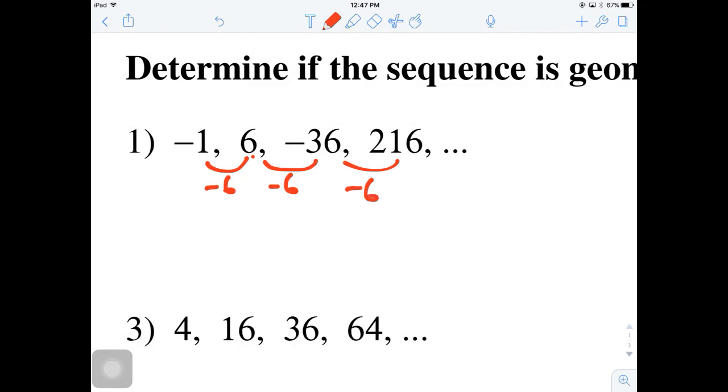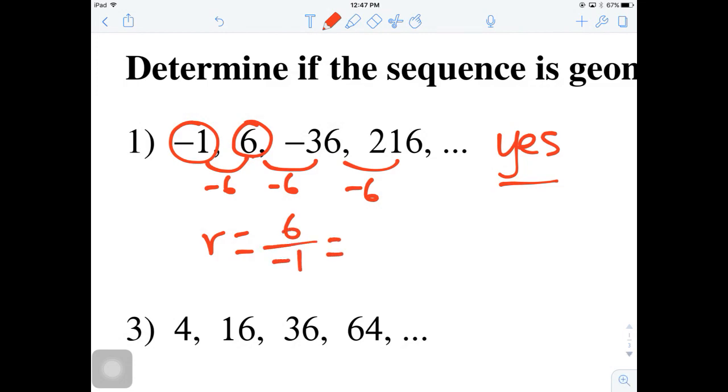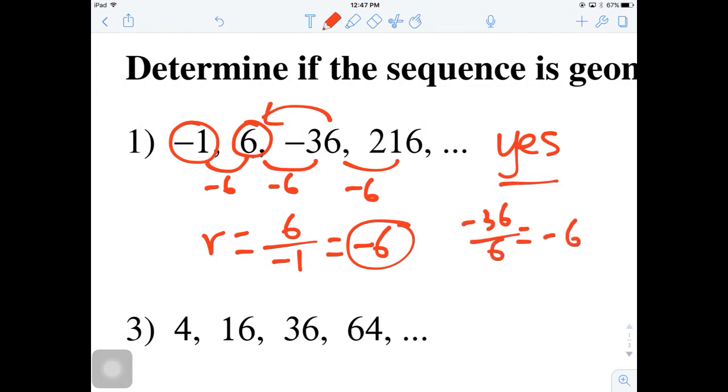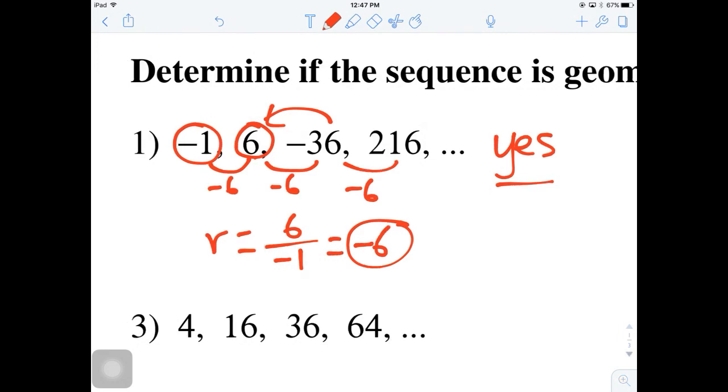And so this is very consistent. And so in fact, this is a geometric sequence. So yes, it is. And then what is the ratio? The ratio can be obtained by taking the second number dividing by the first number. So 6 divided by -1 will give us a -6. And you can also take -36 divided by 6. You will get the same ratio. So that is very consistent. So the ratio in this case is -6. And that is the end of this problem.